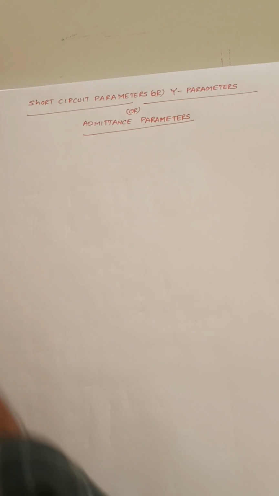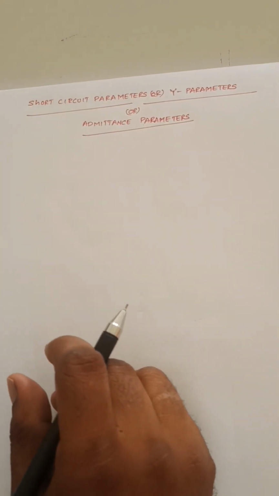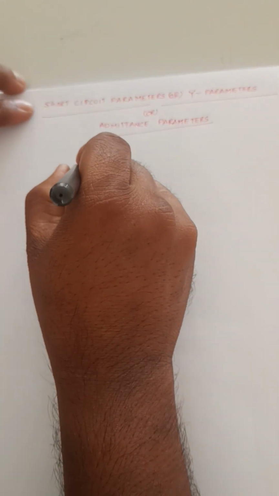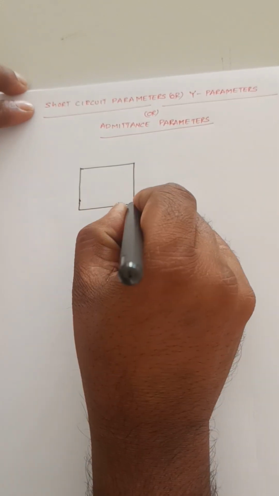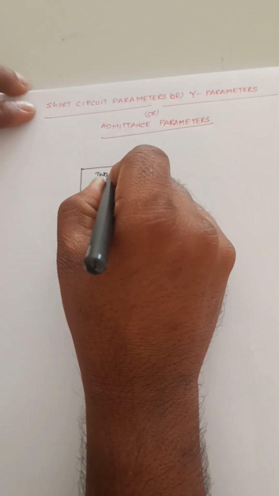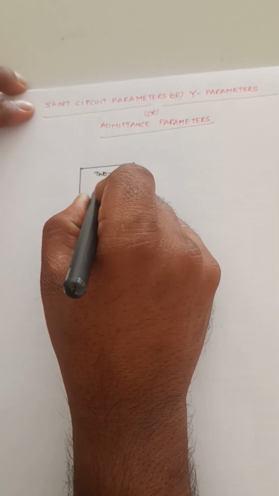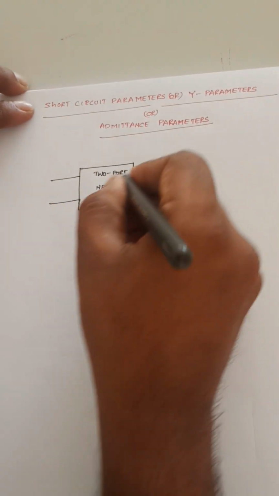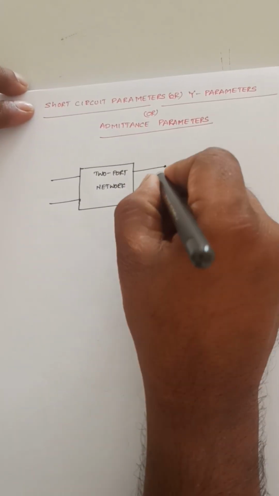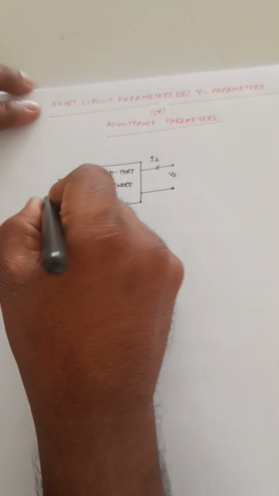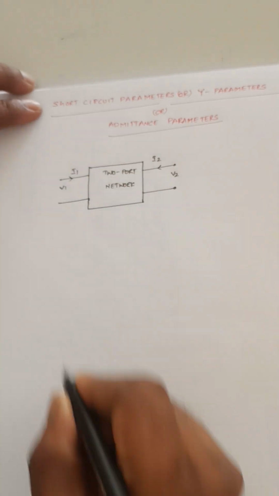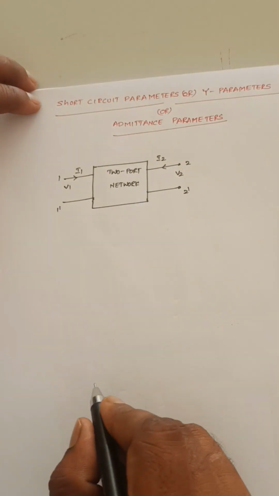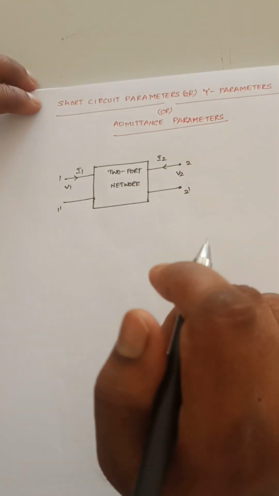So, in this concept, let me draw the two-port network here. So, this is the two-port network. In this two-port network, 4 variables will be present here: V2, I2, V1 and I1. This is 1, 1 dash, 2, 2 dash. So, this is the input port and this is the output port.